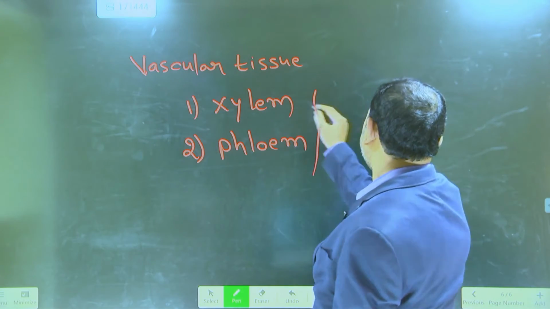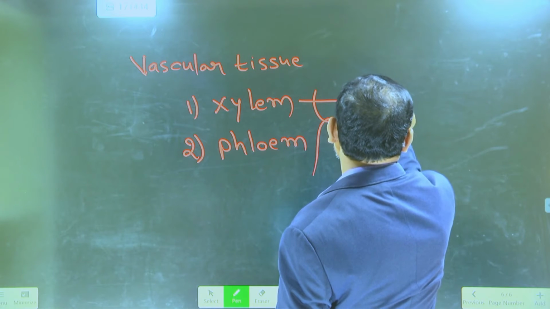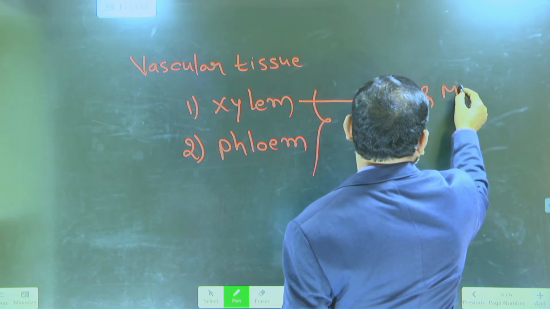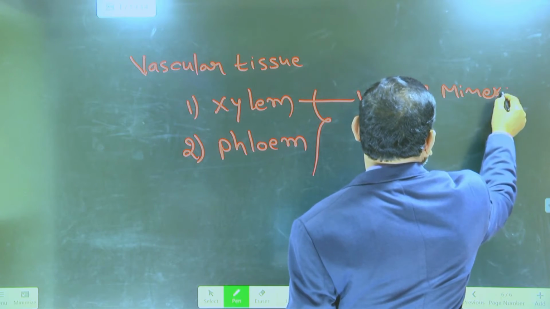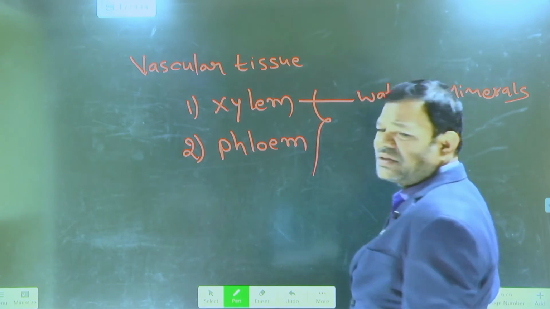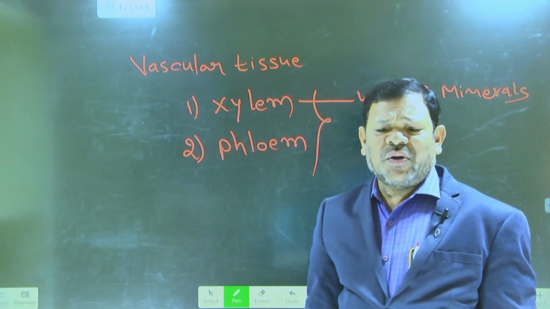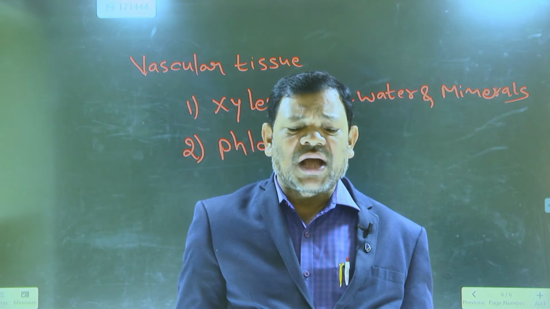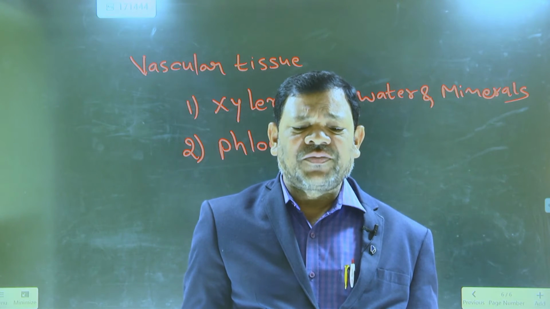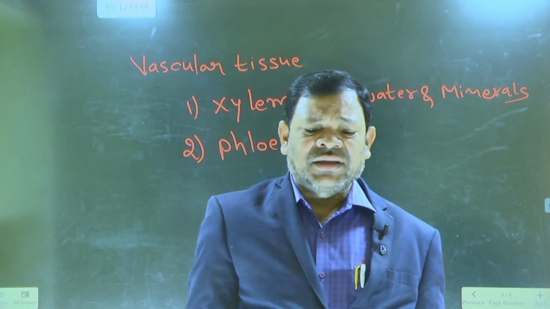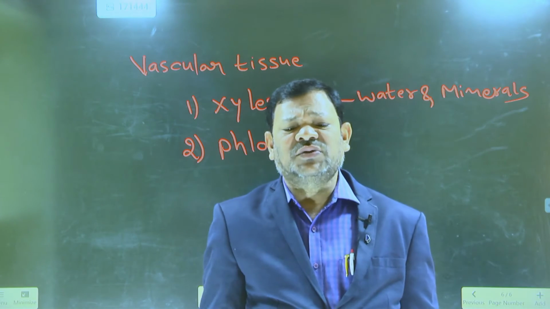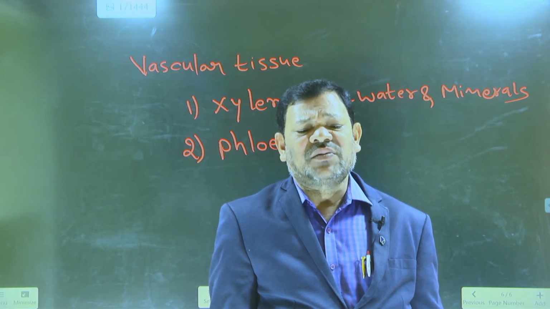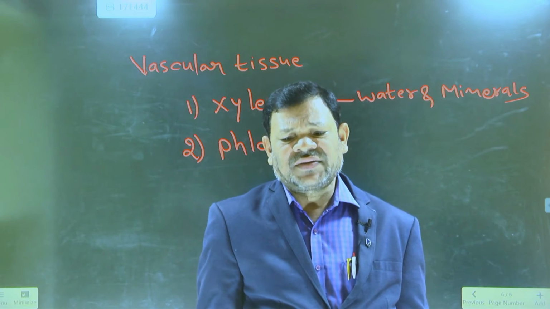Xylem is the conduction of water and minerals. So actually the plant absorbs water and minerals especially through the xylem. The roots absorb the water and it is distributed to the different parts of the plant body through the xylem. Yes or no?